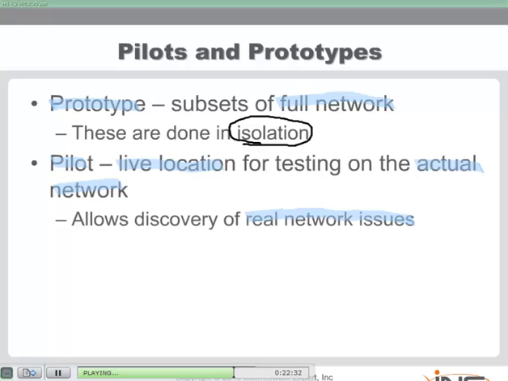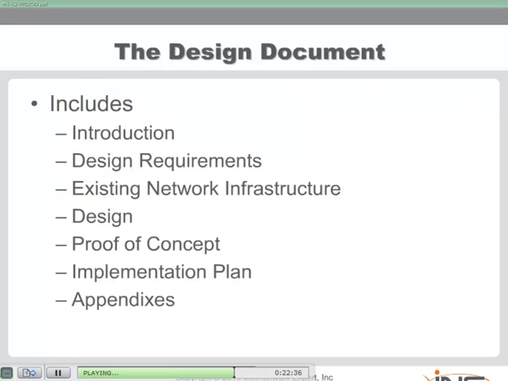So, pilots and prototypes. Now we understand the difference between these, and we won't just use those terms interchangeably anymore. How about a little more information about that important piece of documentation that we get out of this design phase? We said one of the things we're always going to get out of the design phase is a design document. Here's some more information about that design document, specifically what you'll want it to include.